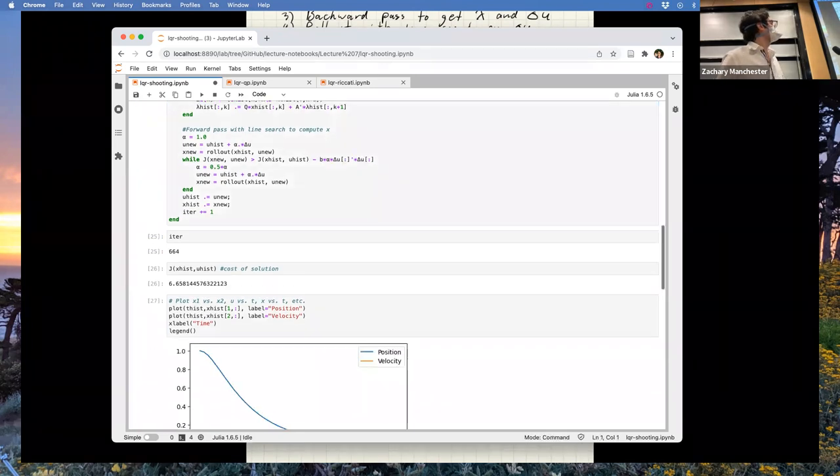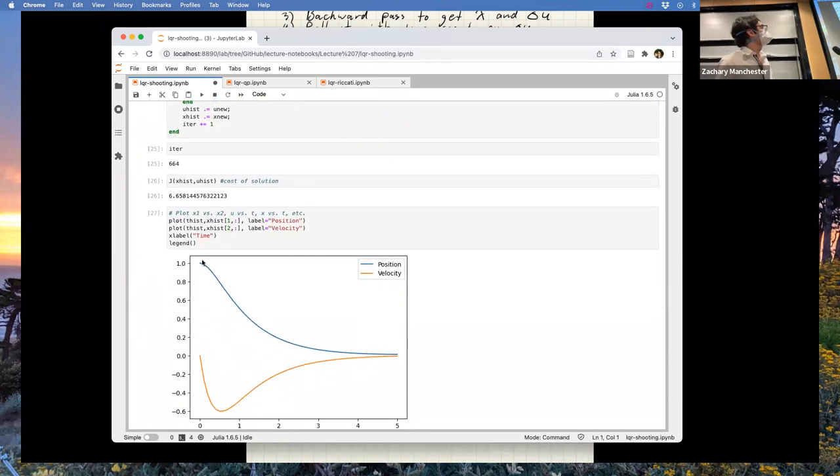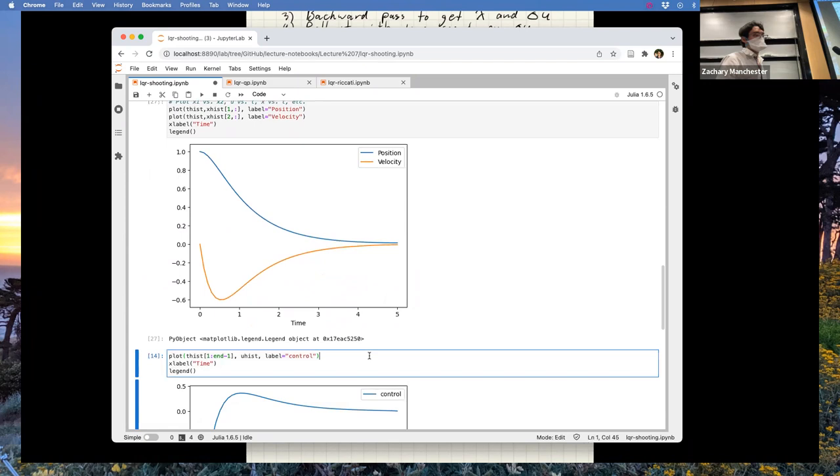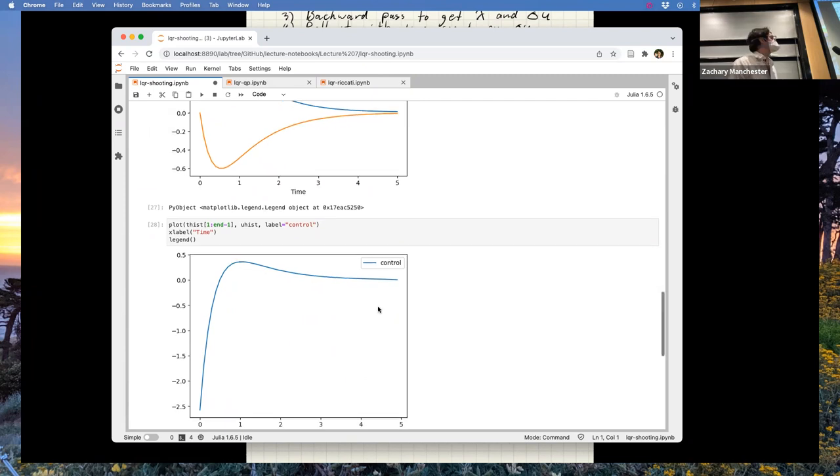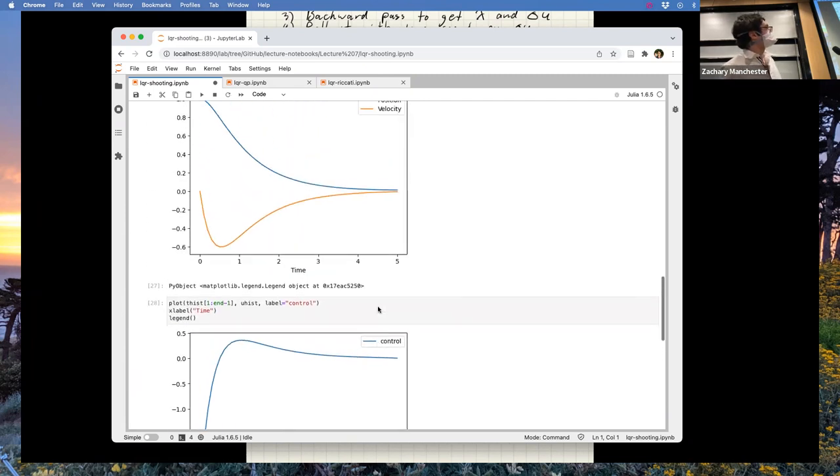I can plot the trajectory that I get, and you can see I start at one with zero velocity. Then I push the velocity negative to get back to the origin, and I asymptotically approach zero position. I can plot the controls too. It starts out very negative, pushing to the left towards the origin, and then I hit the brakes and push the other way to stop. So I slide to a stop. This looks pretty reasonable.